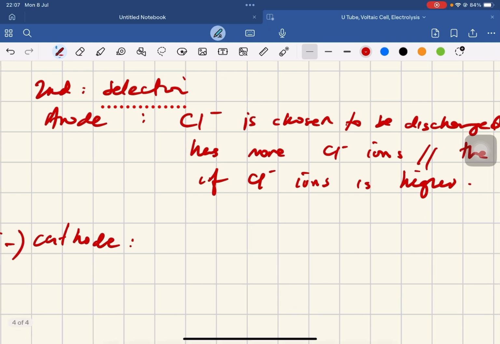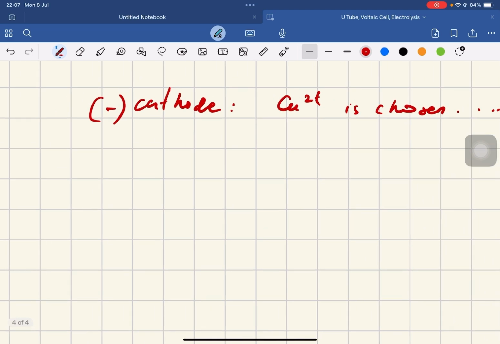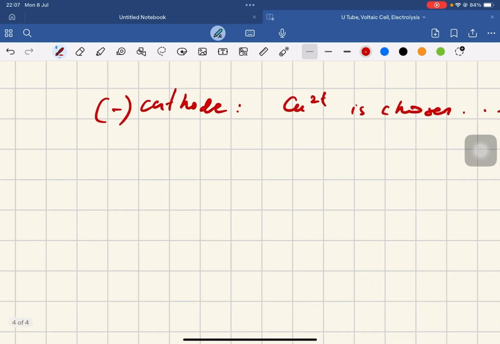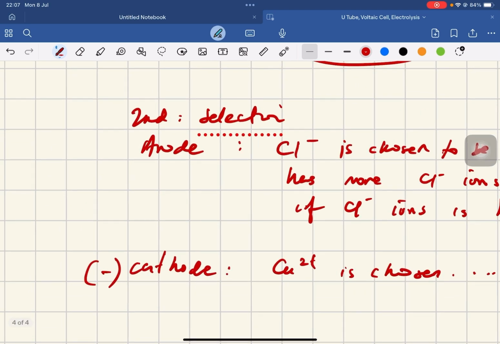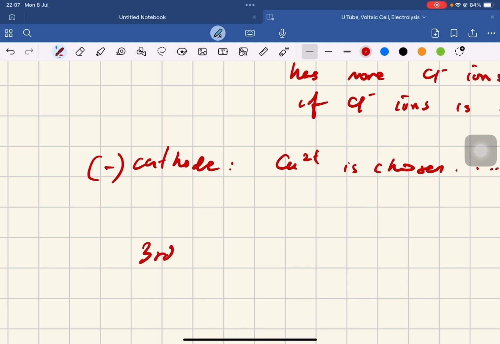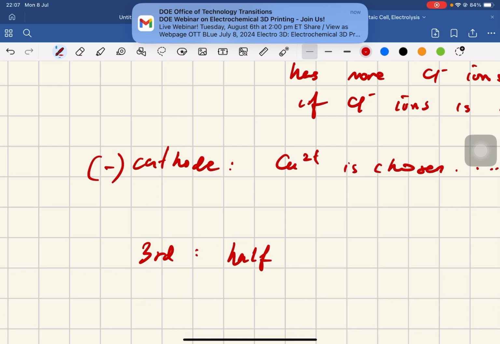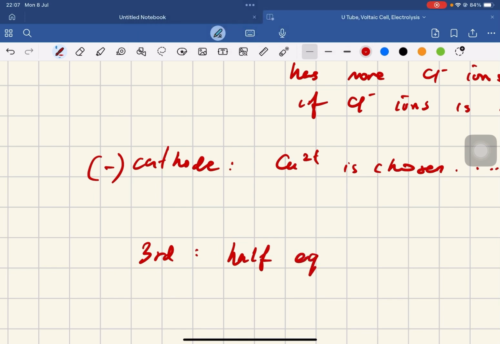Right, so you write lah dia punya reasoning. Cu2+ is chosen, and use the same reasoning tadi. Okay, why? Okay, I'm sure by now dah okay got half equation. Second, third is half equation.